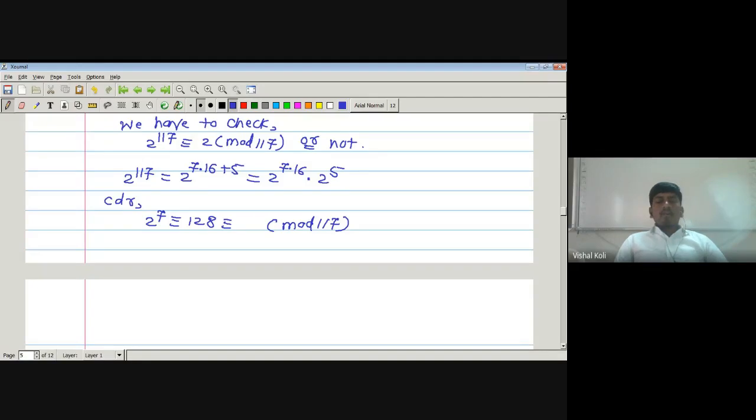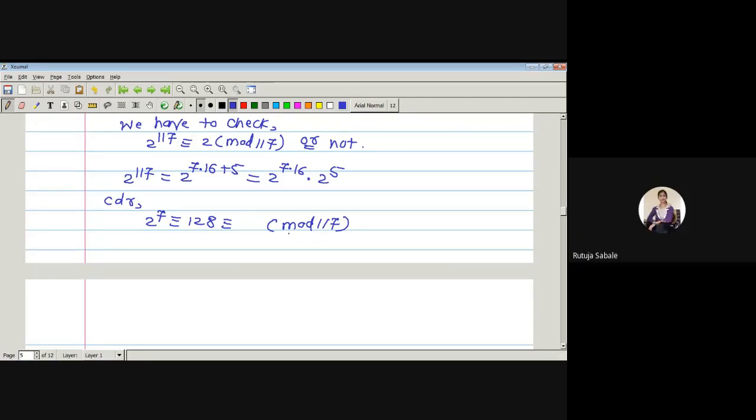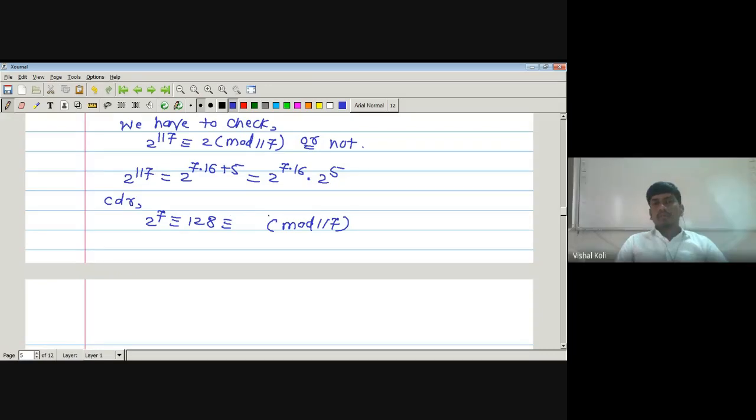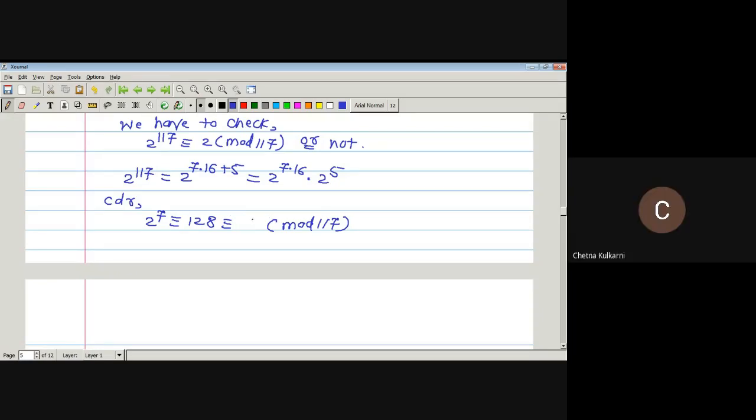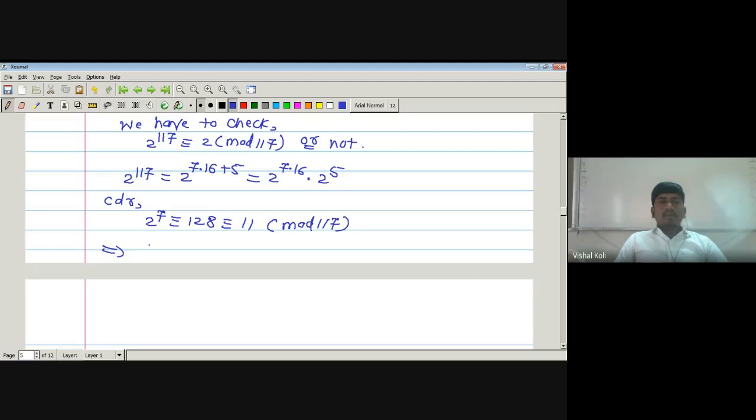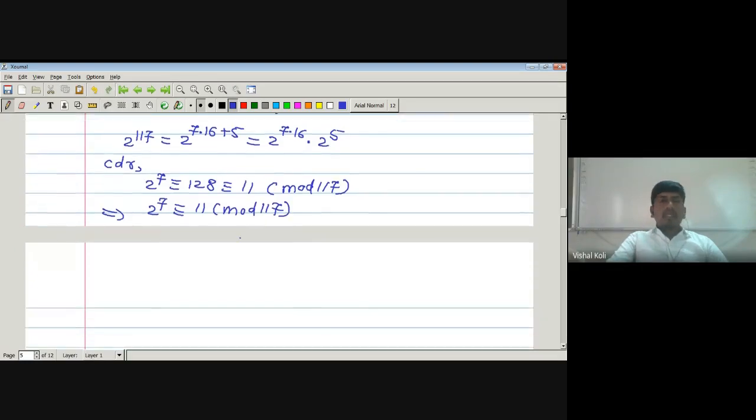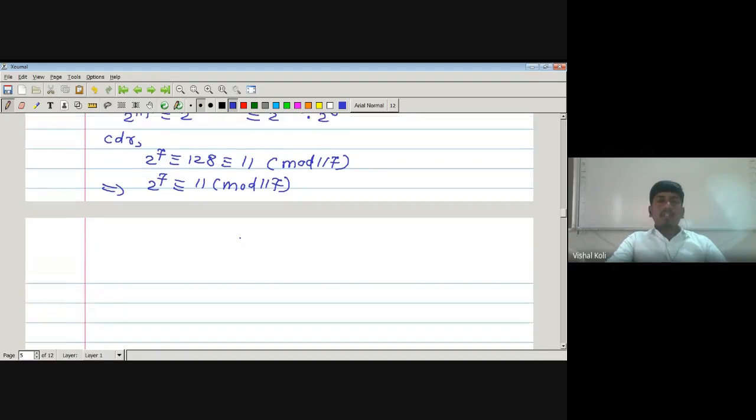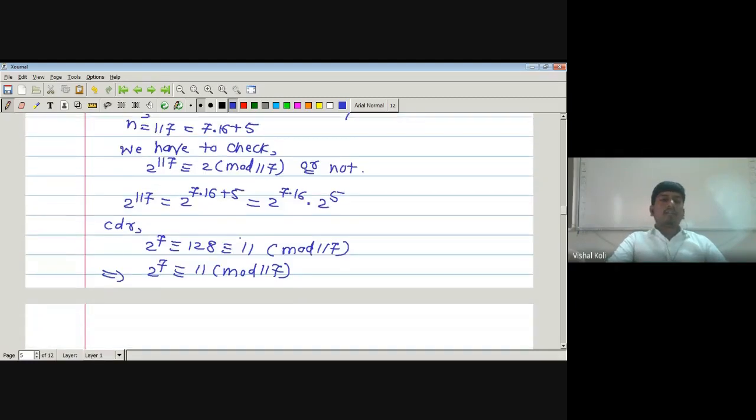128 divided by 117, the remainder will be 128 minus 117, which is plus 11. Which implies 2 to the power 7 is congruent to 11 modulo 117. Now we have to check for 2 to the power 7 into 16. That is, we take k equal to 16.